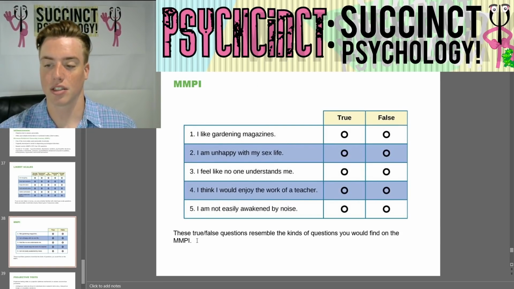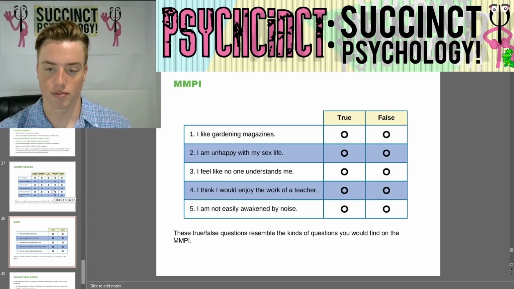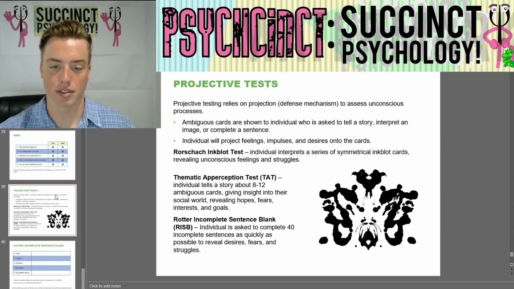On the MMPI, these true-false questions resemble the kinds of questions you would find on the MMPI. So, I like gardening magazines, you choose true or false. I'm unhappy with my sex life, true or false. So it's less of a variation in your answer choices, you only have true or false.